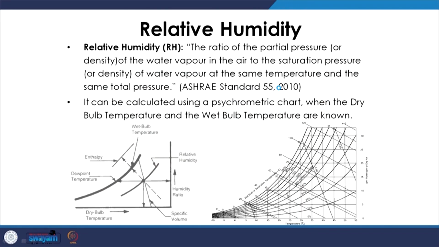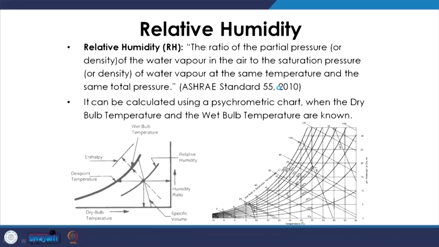Now, the second quantity is relative humidity. Relative humidity is the ratio of partial pressure or density of the water vapor in the air to the saturation pressure of water vapor at the same temperature. We very clearly know that as the temperature of the air increases, it can hold more moisture. What percentage of that saturation pressure or density is present at a given point of time is what relative humidity is, and it is a very common terminology used to define the environmental factors of a given place at a given time.